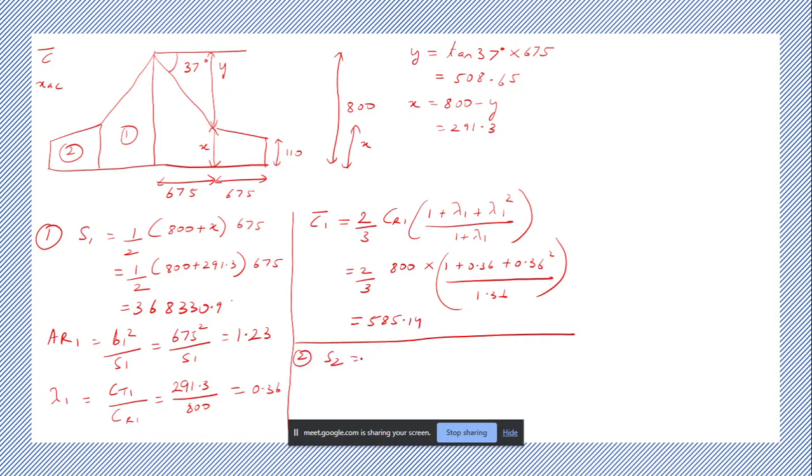Okay. Now let's do it for the second section. Similarly, S2 is what? Again, it's a trapezoid, half. What is the value? 291.3 plus tip is 110 into 675. What is this quantity? 138.75.